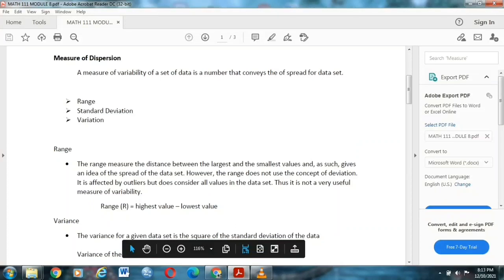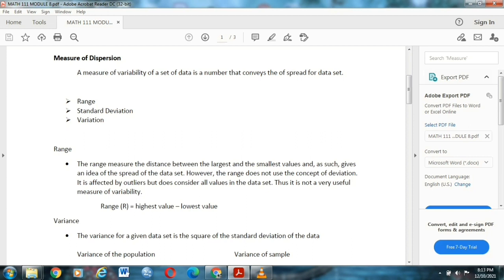Good day everyone. Okay, so in this video we are going to explain the measures of dispersion. So a measure of the variability of the set of data is the number that conveys the spread for the data set. So dito sa measures of dispersion, malalaman natin kung gaano nag-spread out yung data. Okay, so meron tayong ilang measures of dispersion na ginagamit. So, ito ay ilan sa mga measures of dispersion gaya ng range, standard deviation, or the variance.